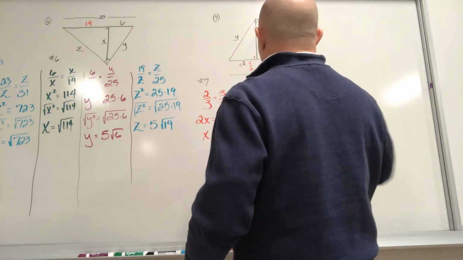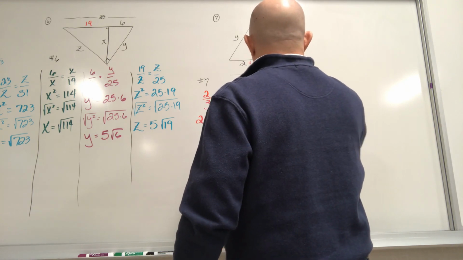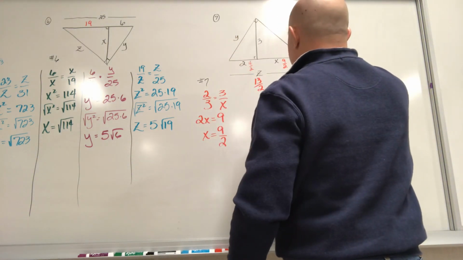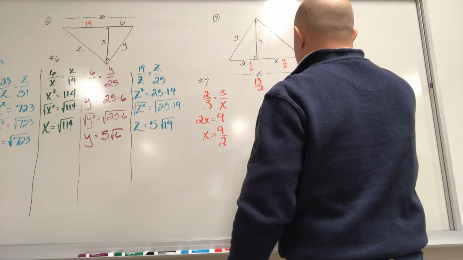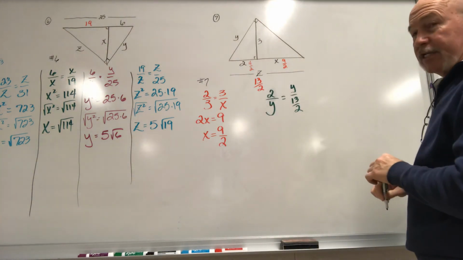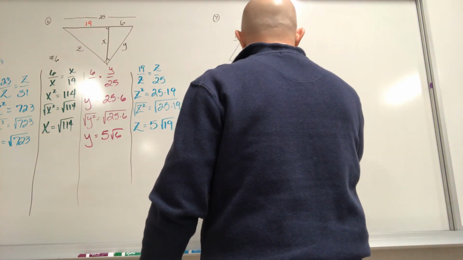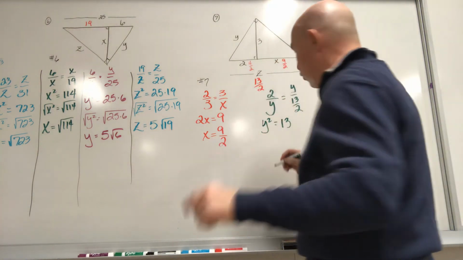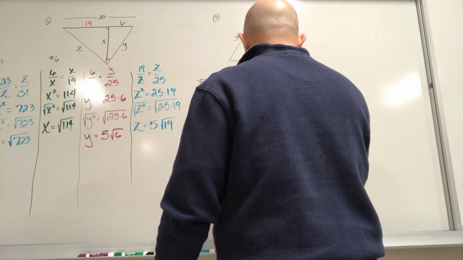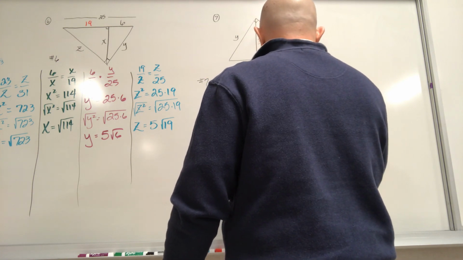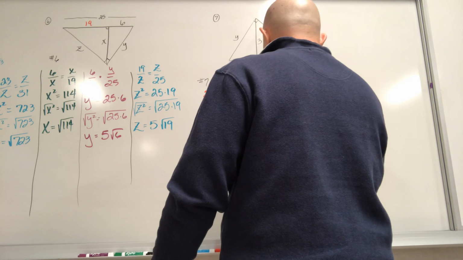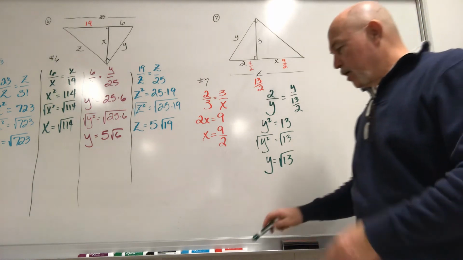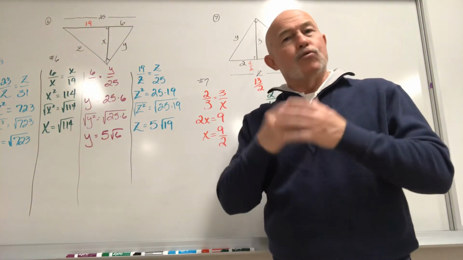So for the Y, I've got 2 over y equals y over 13 over 2. Yes, this is going to work out nicely. 2 times 13 over 2 is 13, square root. And there we go. Yeah, you're looking at it and you're kind of confused.